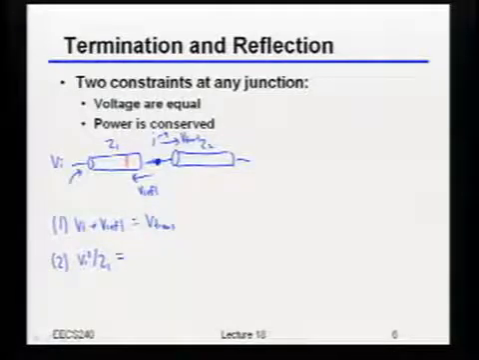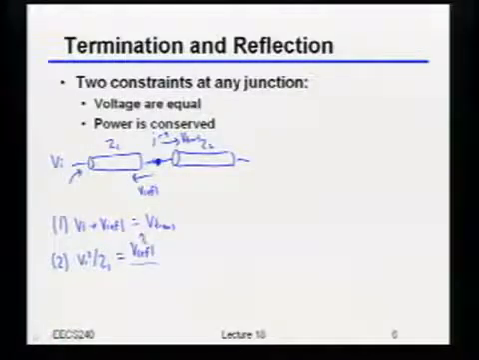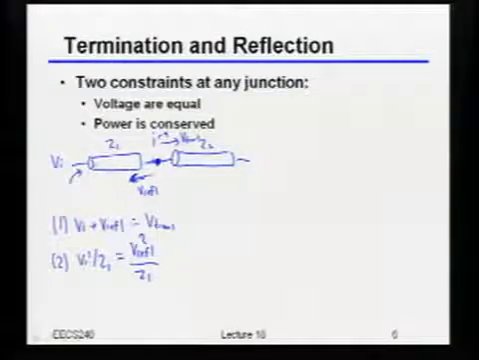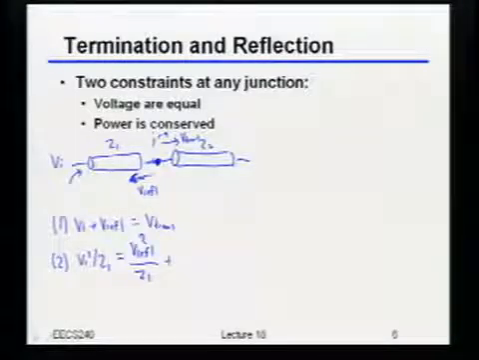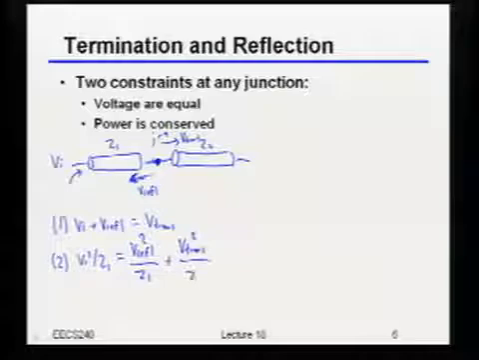Again, not a trick question. V reflected squared over Z1? Yeah, exactly. Right? Because I have a voltage of V reflected, and it's going to see an impedance of Z1 looking to the left there, right? Okay, so how about the transmitted wave? How much power does that have? Yeah, exactly. It's just V transmitted squared over Z2.